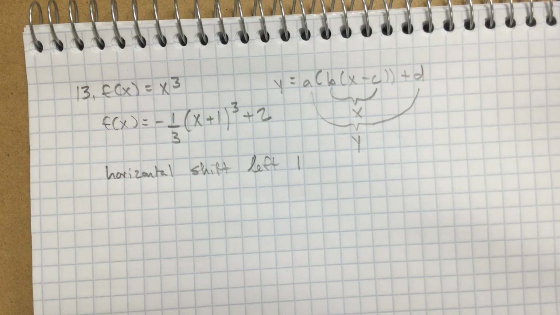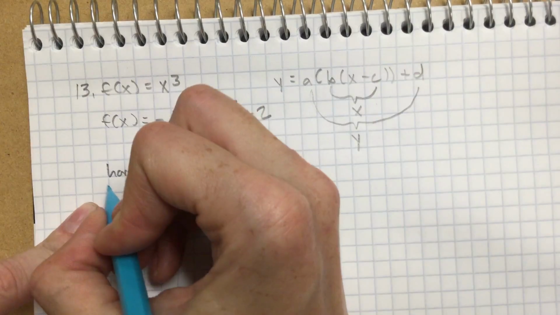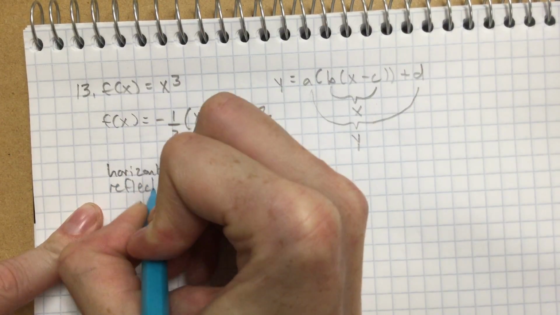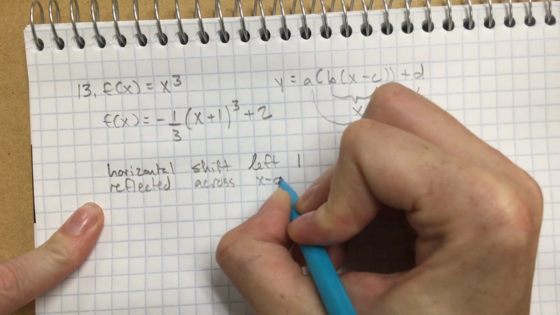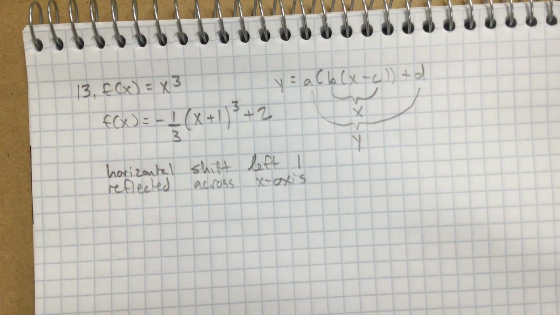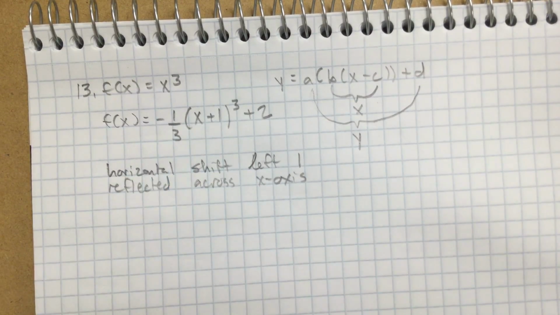Okay? After that, we go back to the front of my equation, so the negative 1/3. Negative in front of your equation reflects it. So the next thing it did is it reflected across the x-axis.